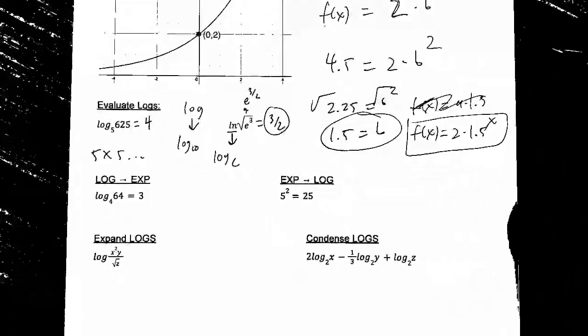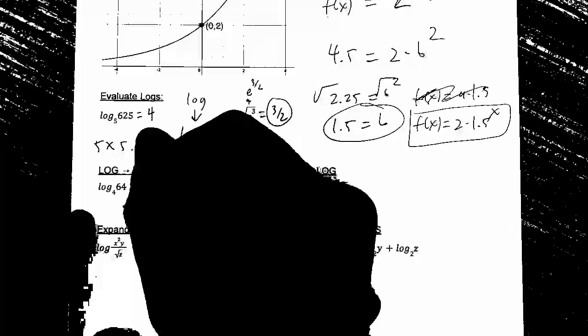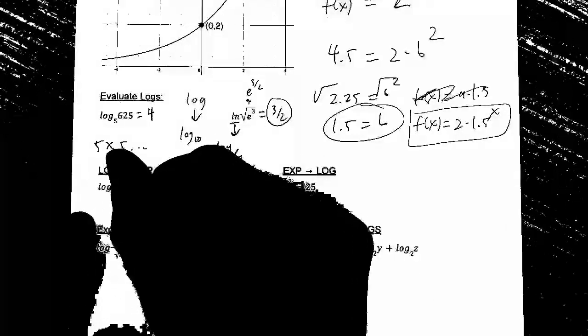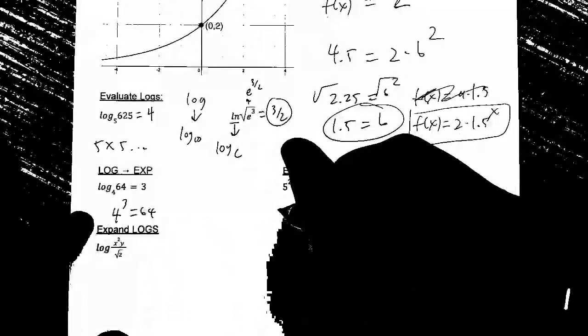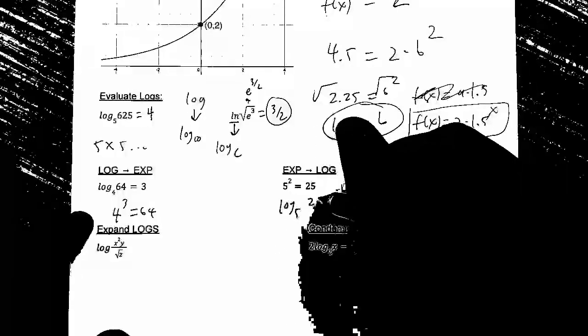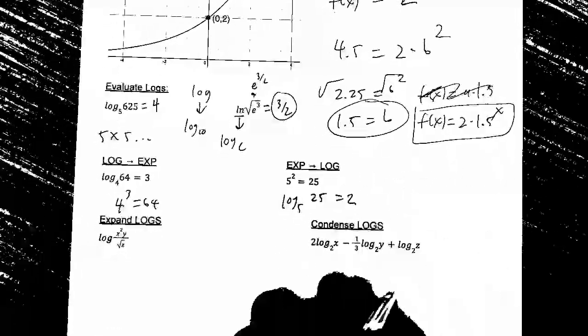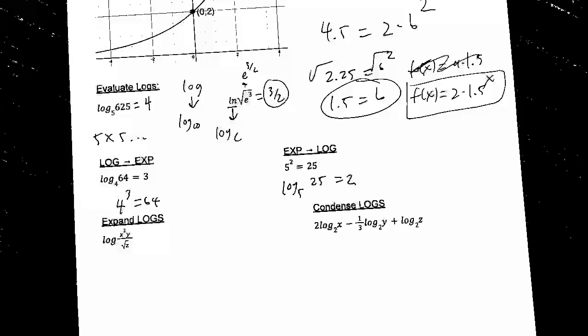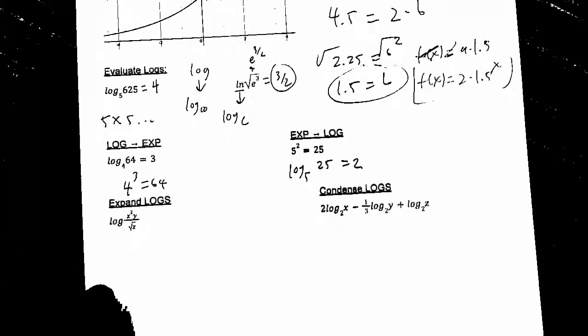Okay? Rewriting in exponential form. We already did this. This is the equivalent of 4 to the thirds equals 64. And over here, this would be log base 5 of 25 equals 2. So logs are the inverse of exponentials. Instead of giving you the output, it's asking for the input. It's asking for the power. That's what you're going for.